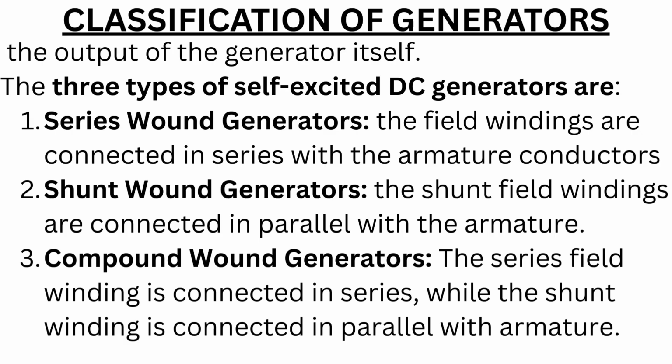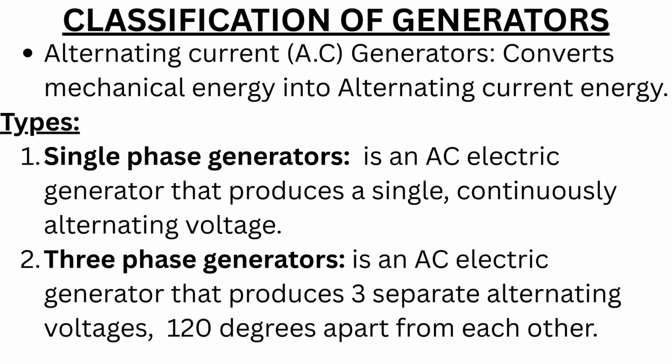The three types of self-excited DC generators are 1. Series wound generators. The series field windings are connected in series with the armature conductors. 2. Shunt wound generators. The shunt field windings are connected in parallel with the armature. 3. Compound wound generators. The series field winding is connected in series, while the shunt winding is connected in parallel with the armature winding.